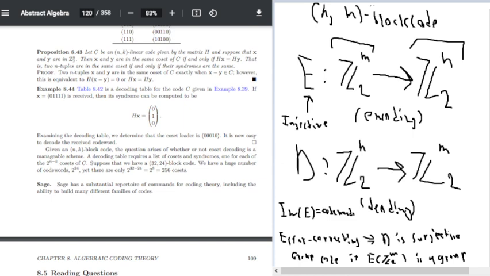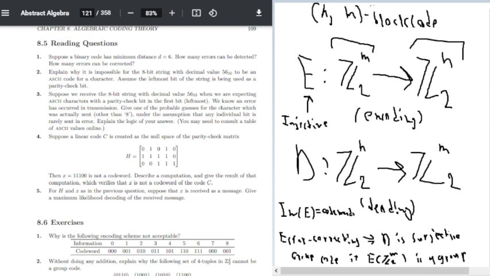Given an (n,k) block code, the question arises of whether or not coset decoding is a manageable scheme. A decoding table requires a list of cosets and syndromes, one for each of the 2 to the n minus k cosets of C. Suppose that we only have a (32,24) block code. We have a huge number of code words, 2 to the 24, yet there are only 2 to the 32 minus 24 equals 2 to the 8 equals 256 cosets.